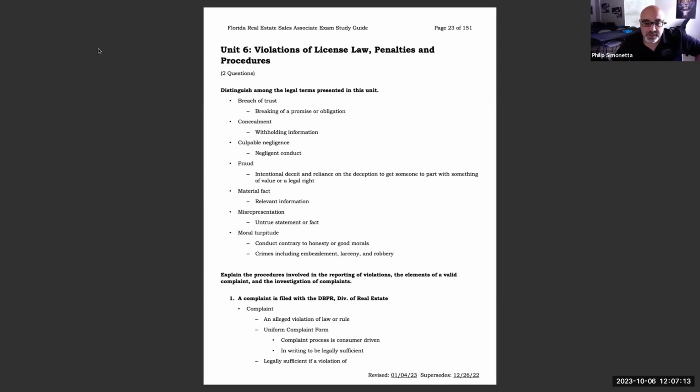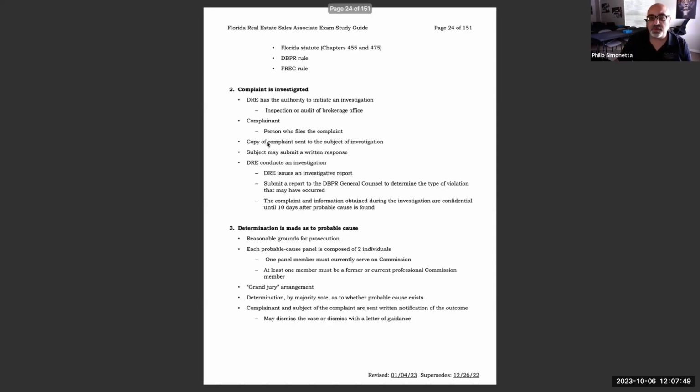What we need to do is be able to explain the procedures involved in the reporting of violations, the elements of a valid complaint, and the investigation of complaints. The first thing that happens is a complaint is filed with the DBPR, the Division of Real Estate. The complaint is an alleged violation of law or rule. The uniform complaint form, the complaint process is consumer driven, in writing to be legally sufficient. It's legally sufficient if there's a violation of Florida Statute 455.275, DBPR rule, or FREC rule.